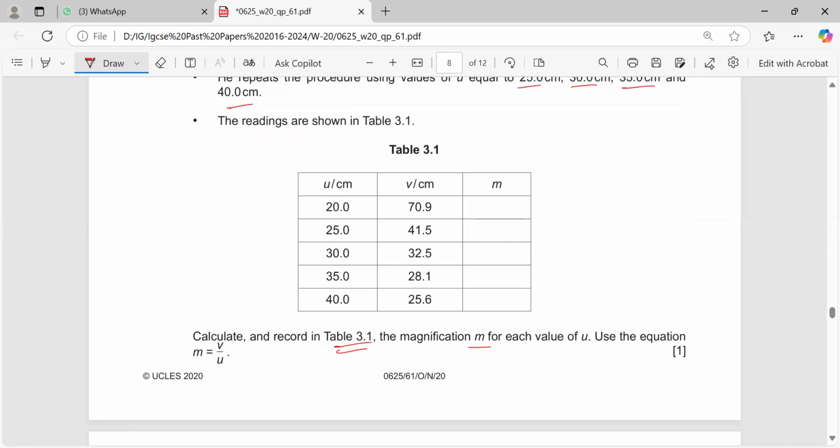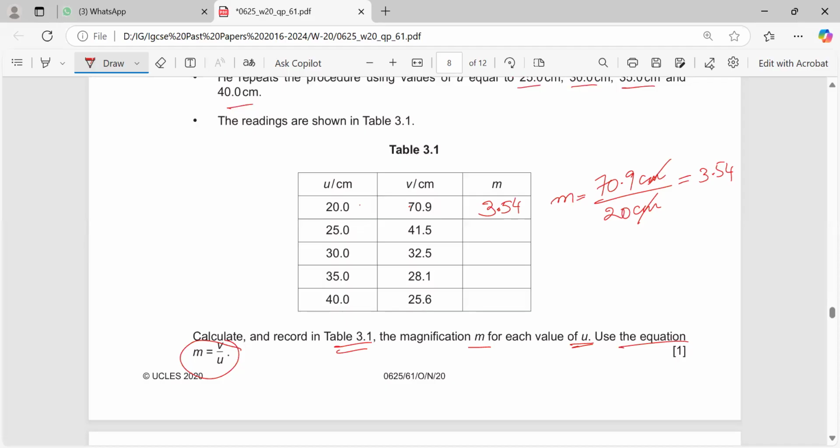The magnification M for each value of U, use the equation M is equal to V over U. So 70.9 over 20, we are getting 3.54. And here check, M is equal to 70.9 centimeters over U is 20 centimeter, cancelled, and we are roughly getting 3.54 without a unit. Of course it's not having a unit, because it is a ratio. Only saying ratio is not enough. It is a ratio between two same quantities.